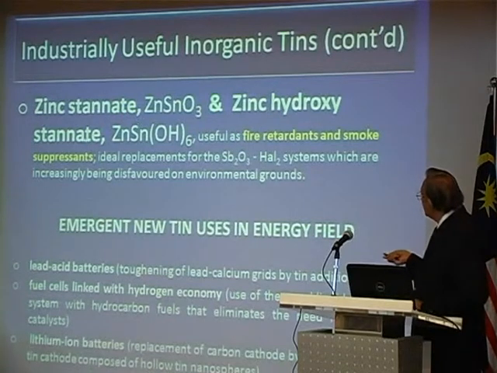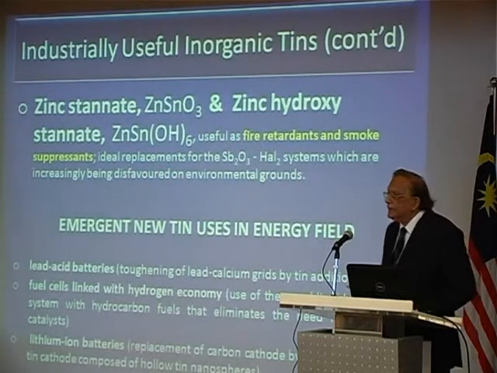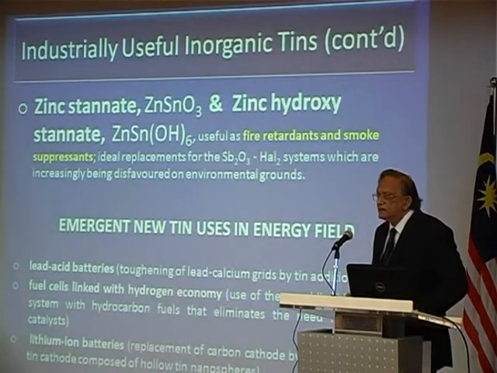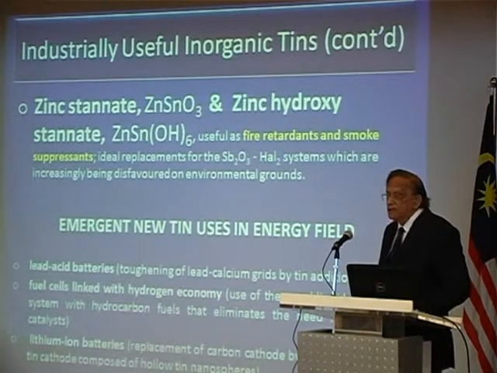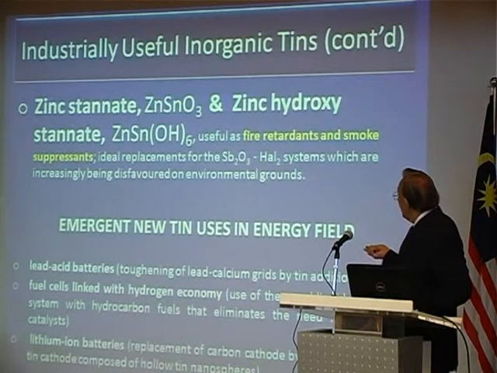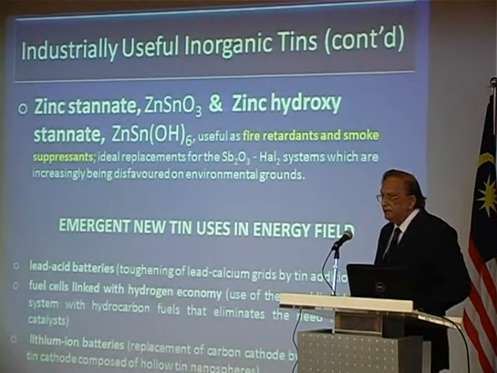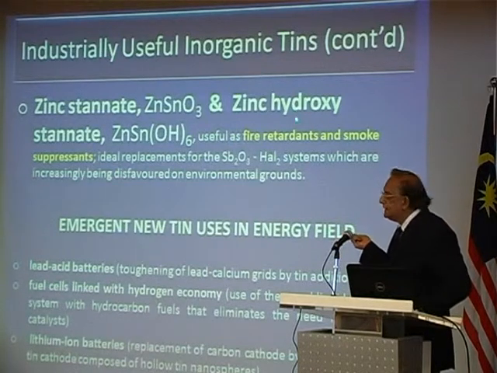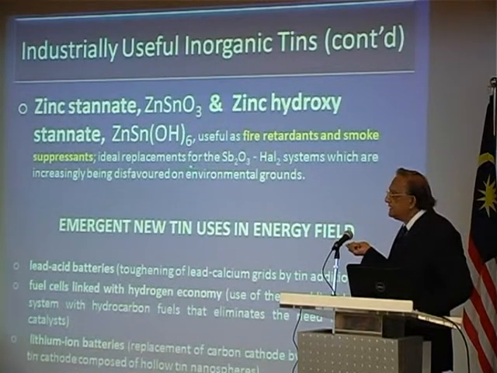Stannate, zinc hydroxystannate, is very useful as a fire retardant and smoke suppressant. Very often the killer in any fire is not the fire itself, but the smoke. You get choked by the smoke. So here you have tin stabilizers, tin retardants, which also suppress the smoke, and they are ideal replacements for the antimony oxide halogen systems, which are being looked at badly by the environmentalists. So the market is growing in this sector. There's no reason why Malaysia cannot make many of these. Easily make them.